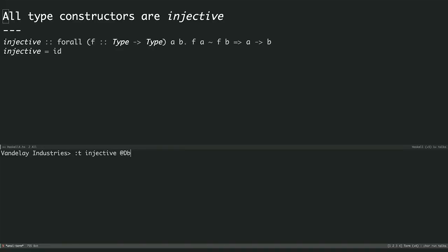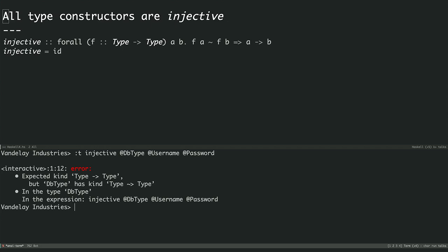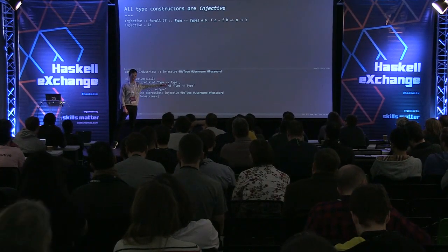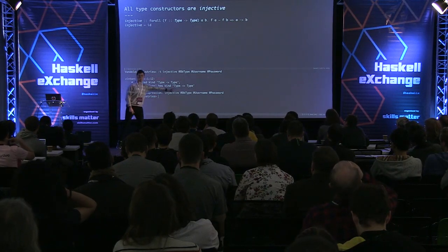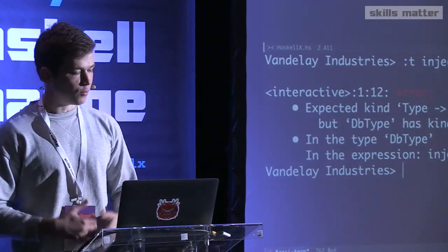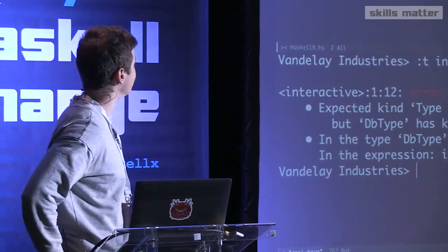Because the saturation restriction is gone. Well, let's try. So like before, I'm going to try to instantiate f with a type family and say username, password. OK. So we get an error, but it's no longer this ad hoc saturation restriction error. This is a proper kind error. It tells us that it expected a kind type arrow type, but DB type has kind type squiggly arrow type. So we can have our cake and eat it too, basically, which is great.